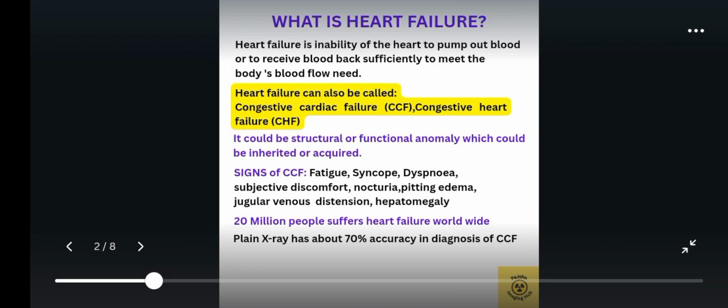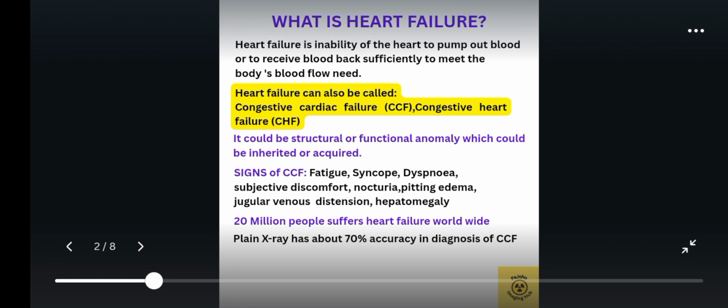Patients have nocturia, passing of much urine in the night. Then pitting edema is a situation of swelling in the leg or feet area, and pressing the skin in this area leaves a temporary indentation or pit. Yeah, it presses in and it takes a little while before it rises again, that area of skin. They have jugular venous distension and hepatomegaly. The liver becomes bigger. These are the signs we see in a patient with heart failure.